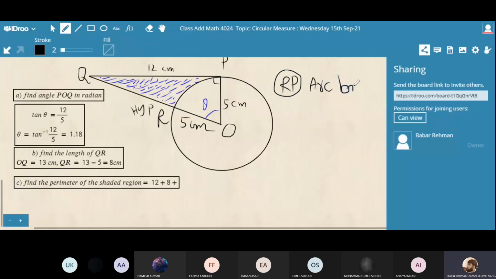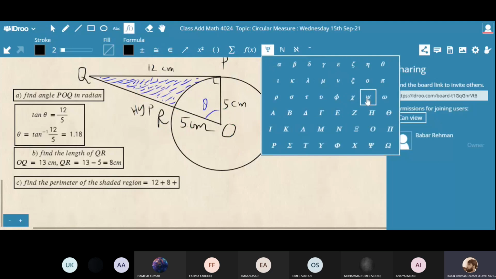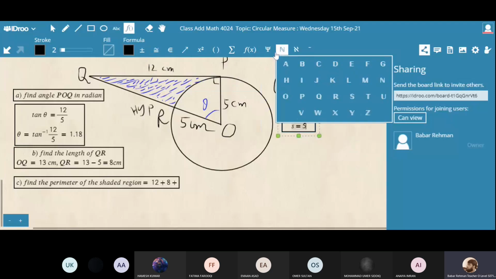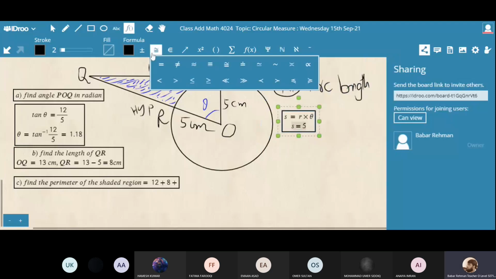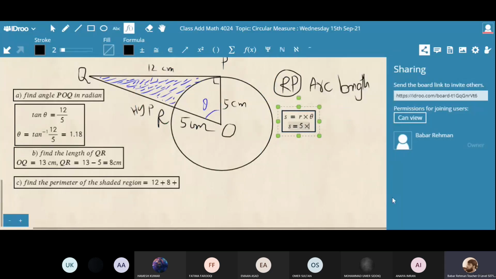Now I'm giving you 2 minutes to find arc length with arc length formula. Hope you remember arc length formula. What is arc length formula? Radius multiplied by theta. Arc length, very good. S is equal to R multiplied by theta. So please input the value. S is equal to what is the radius? What is radius? 5 multiplied by theta. Please, now you calculate, please.